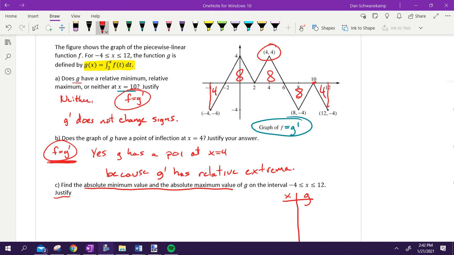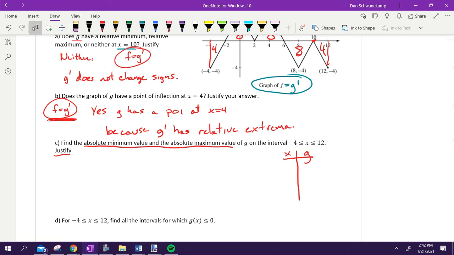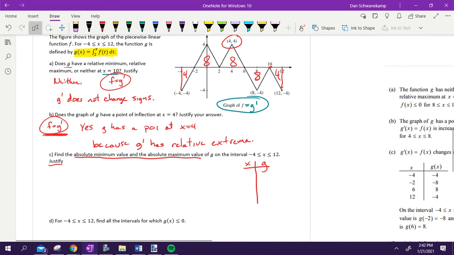And mins, where could they happen? What points am I checking here? Endpoints, critical points. So endpoints, those are easy. -4 and 12. Critical points, what other numbers do I need here? -2 and 6. Those are the only two other points where G prime changes signs. So they're really the only other values I need. Then we just got to do it.